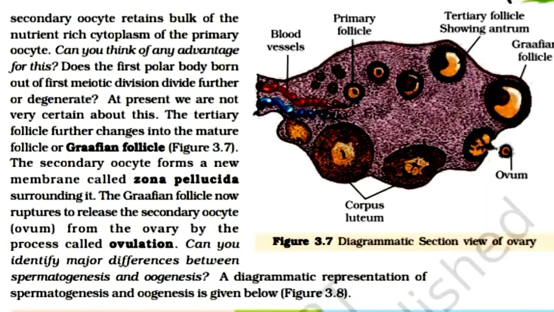The tertiary follicle further changes into the mature follicle or Graafian follicle. The secondary oocyte forms a new membrane called zona pellucida surrounding it. The Graafian follicle now ruptures to release the secondary oocyte (ovum) from the ovary by the process called ovulation. Can you identify the major difference between spermatogenesis and oogenesis? A diagrammatic representation of spermatogenesis and oogenesis is given below.